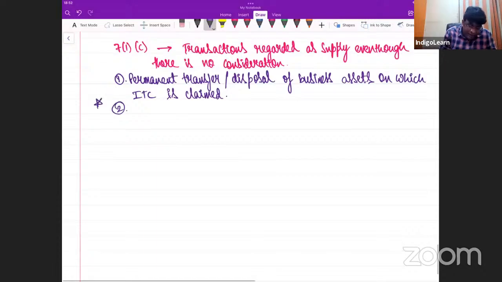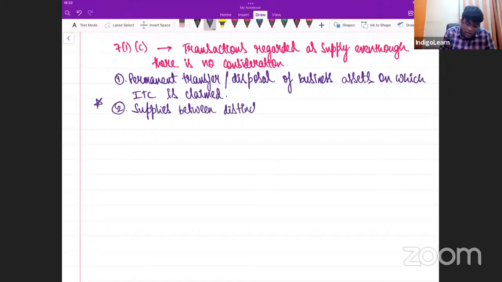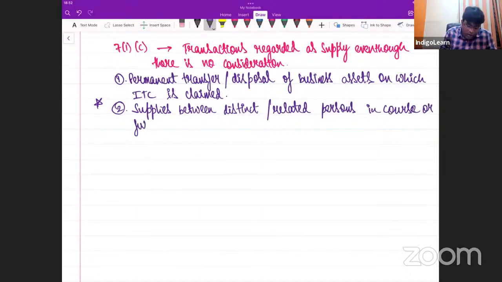Second point, very important. Supplies between distinct or related persons in the course or furtherance of business. What are the lines, guys? Supplies between distinct or related persons in the course or furtherance of business.